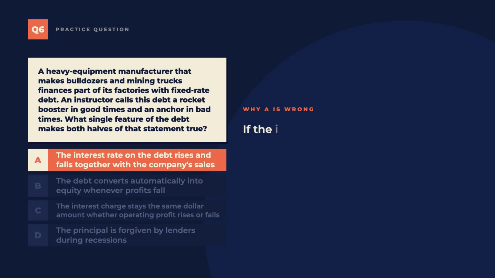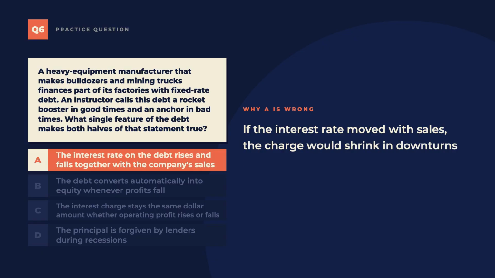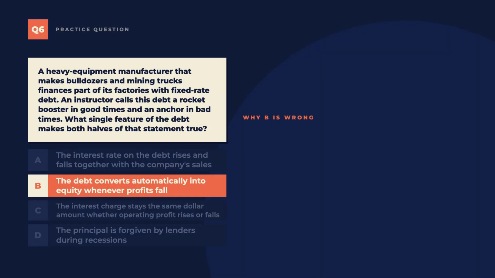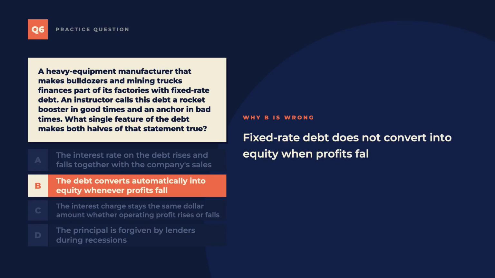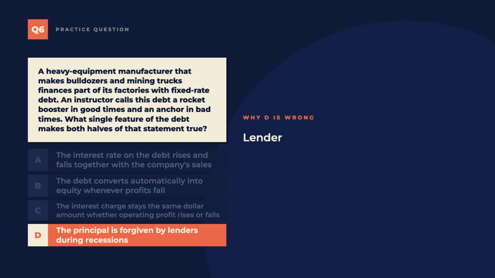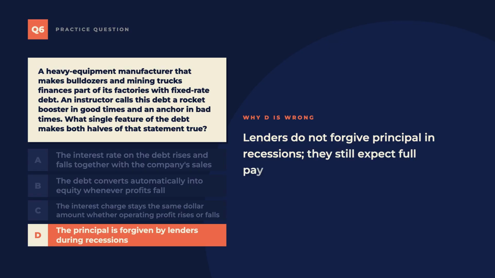A is wrong because if the interest rate moved with sales, the charge would shrink in downturns and the anchor effect would vanish. It is the fixedness of the charge that creates the dual nature. B is wrong because fixed rate debt does not convert into equity when profits fall. The obligation to pay interest remains, which is exactly what makes it an anchor. D is wrong because lenders do not forgive principal in recessions. They still expect full payment on schedule. That unrelenting claim is the source of the anchor effect.